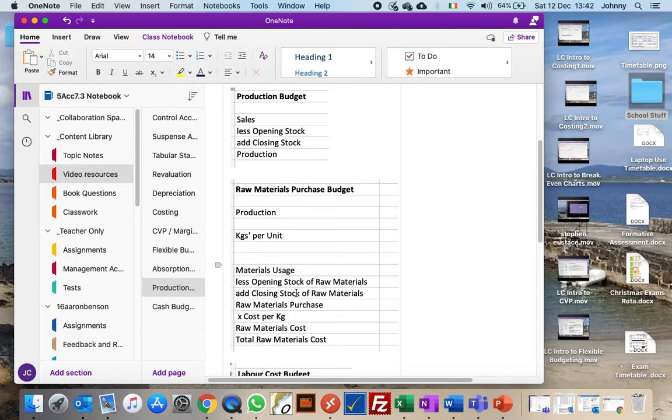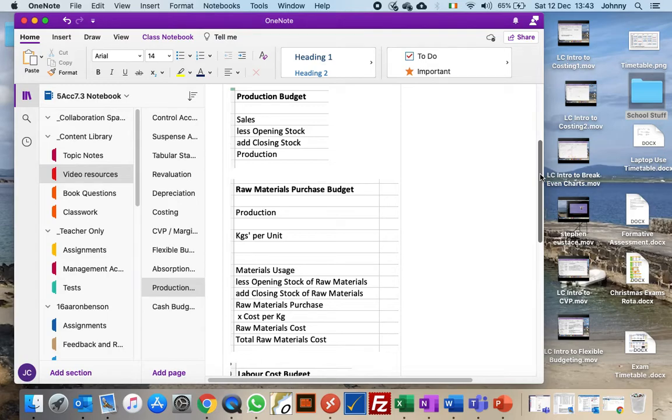So we'll take away my opening stock, add my closing stock, and that will give me the amount of kilos of raw materials, or it could be liters or meters, whatever I'm using, that I will need to go and buy. I multiply that by how much each kilo costs, or each liter or meter costs, and that gives me my raw materials cost, okay, so the total cost of all of my raw materials. So that's the figure I have at the end. So total raw materials cost, it's the same thing. I should have only had one of those two there. So that's the amount of money I'm going to spend on my raw materials.